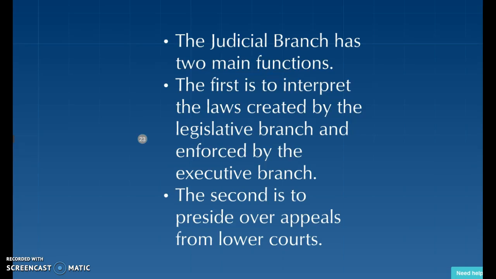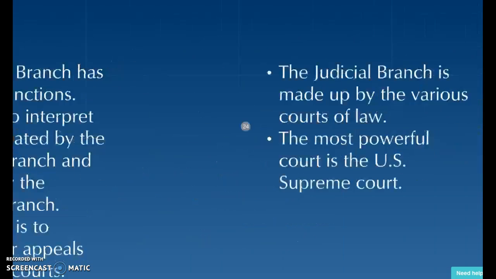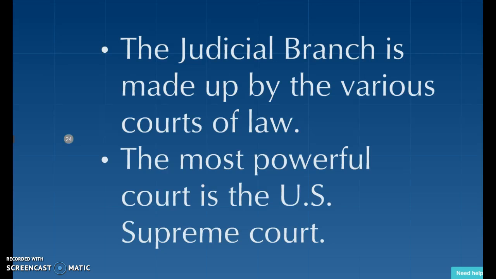Now, when they're talking about presiding over appeals from lower courts, the Supreme Court is the most highly recognized court in our entire nation. Below that, we have state courts. We also have city courts and local courts. So that's what they're kind of presiding over. The judicial branch is made up by the various courts of law. We know that the most powerful court is going to be the Supreme Court, and that's what we just kind of discussed. The Supreme Court is the most powerful court in the United States.